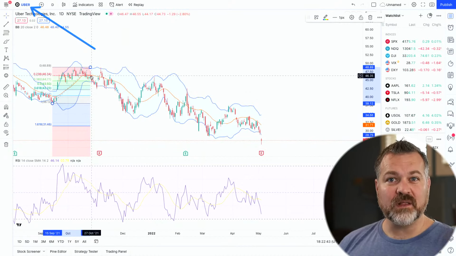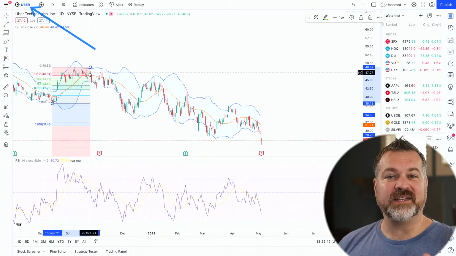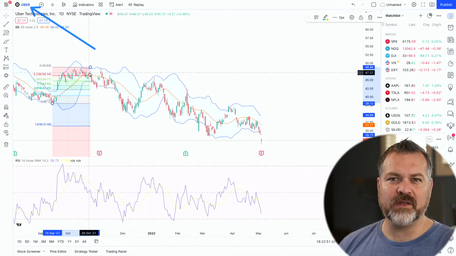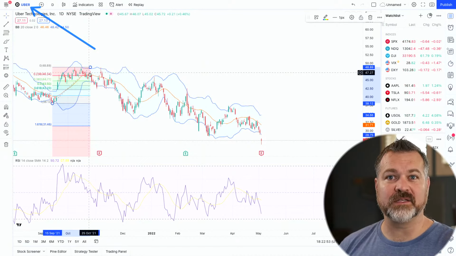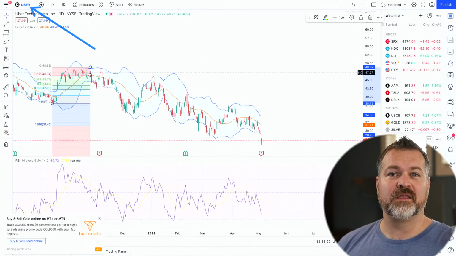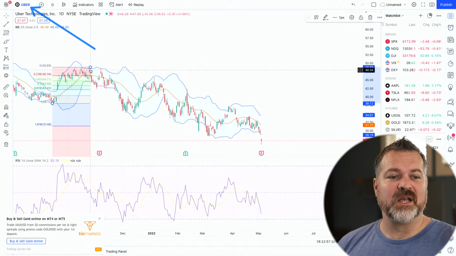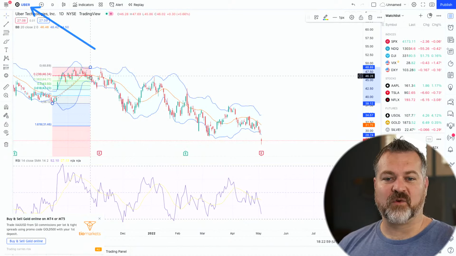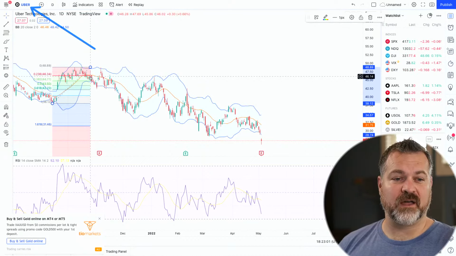Now, it's really key what I did here. I did not go all in on this trade. What I did was I put in a very, very small position, because the second I buy shares, there's a potential that this could go down. So on that day, the stock was trading at $46 and I purchased 100 shares.